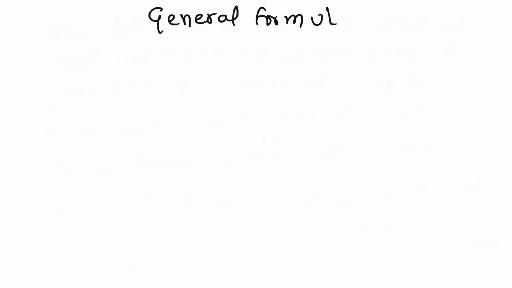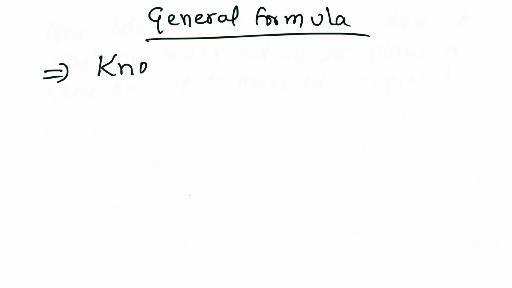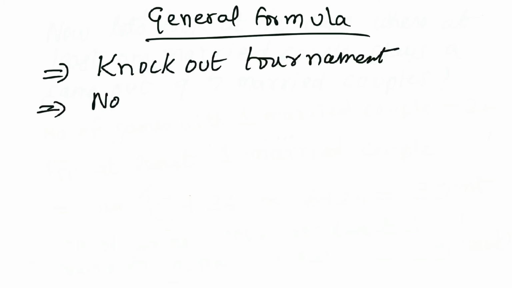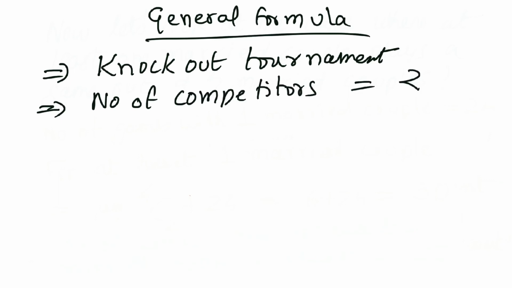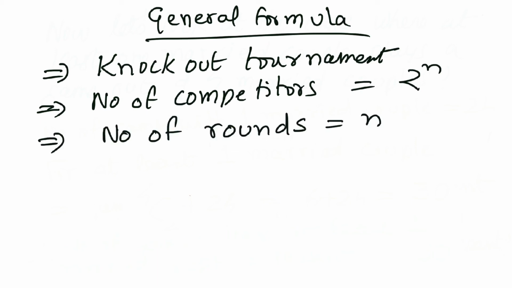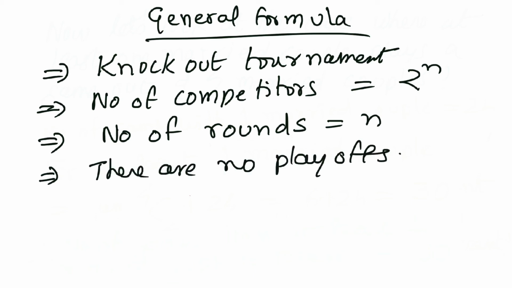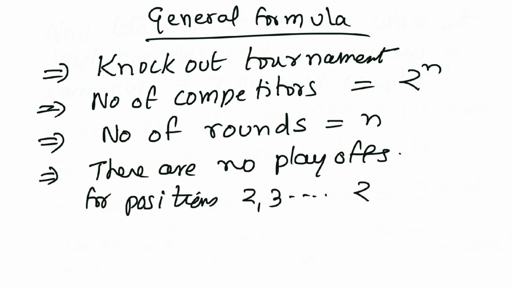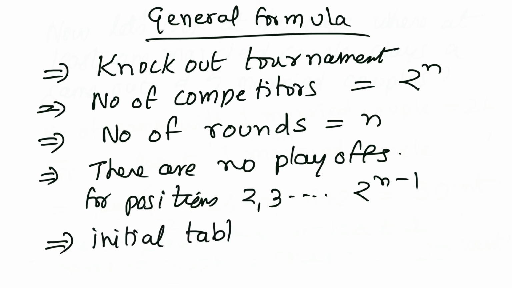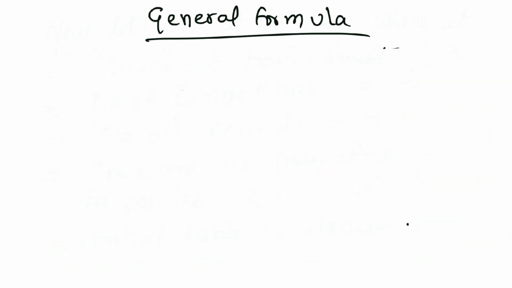Going on to the third section, we are looking at generating a general formula in a knockout tournament, which basically means that the failed players won't go to the next round. So the number of competitors is 2 raised to n. Naturally, the number of rounds is n. And here, there are no playoffs for positions 2, 3, going all the way up to 2 raised to n minus 1. And the initial tables are drawn. So these are the conditions.